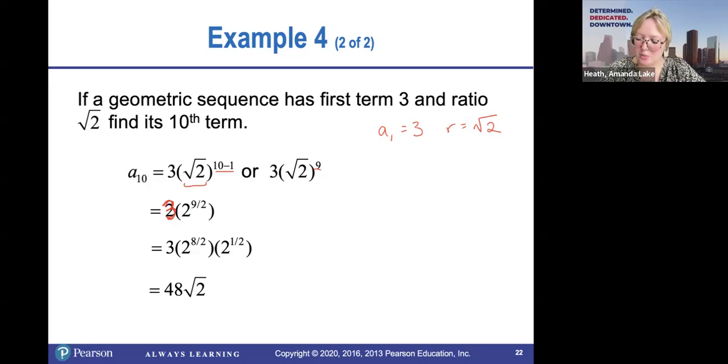But so we have the square root of 2 to the 9th power, and we can always write square roots as a power of 1/2. We can simplify this by splitting up 8 over 2 and 1 over 2 powers. And then we have 2 to the 4th power, which we'll get from this one. 2 to the 4th power is 16. 16 times 3 is 48, times the square root of 2, which we get from that. So that's just using what we did in the last lesson to simplify our radicals and roots.